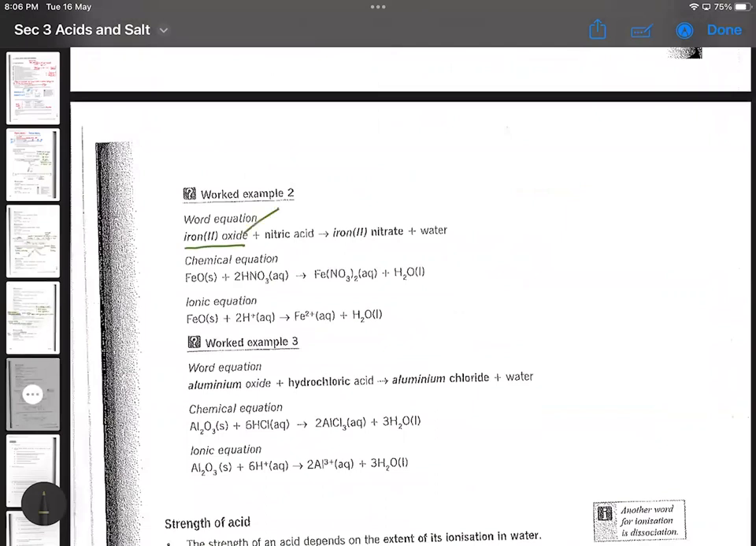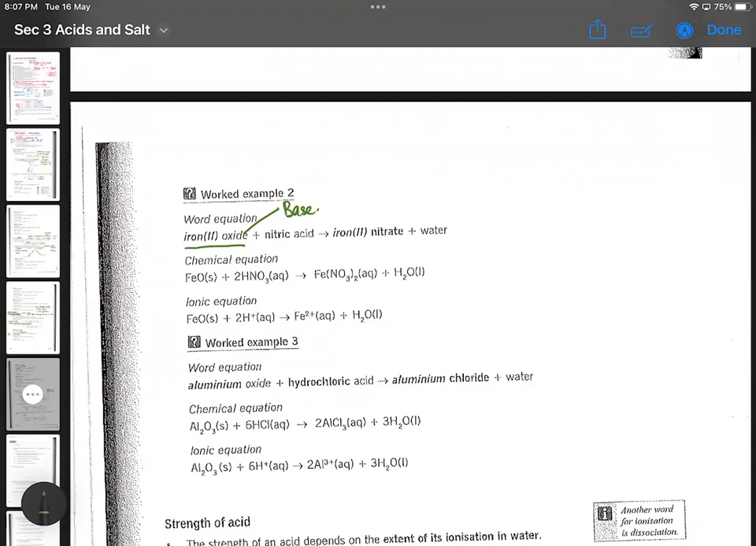So this guy here is actually a base. It's not an alkali, simply because it's just a metal oxide here. So as a result, when they react, you form salt and water, so to speak. If you all can identify base and identify alkali, that's good.